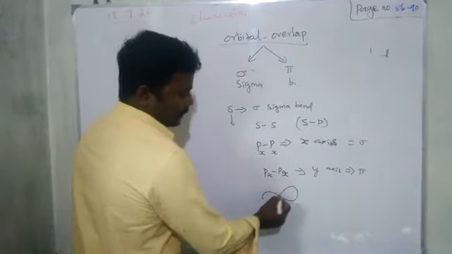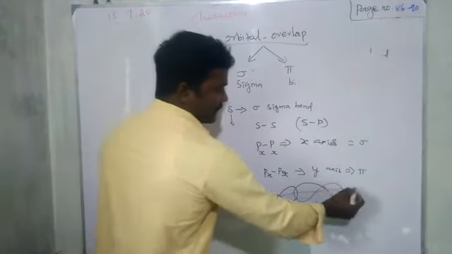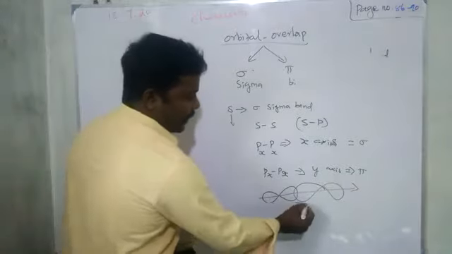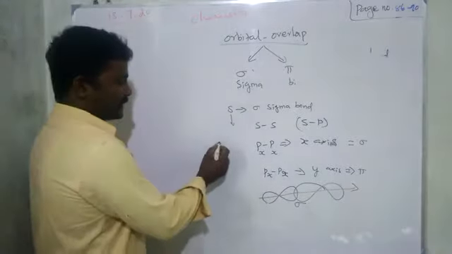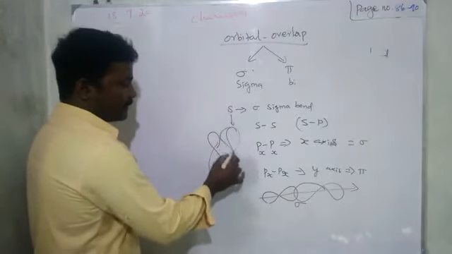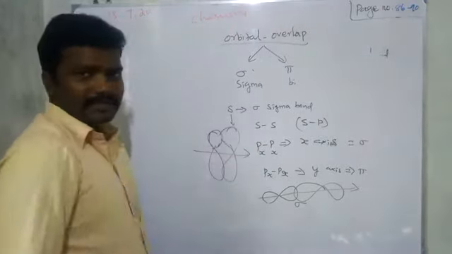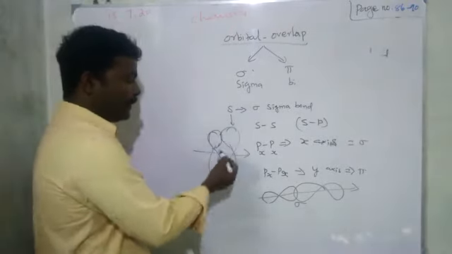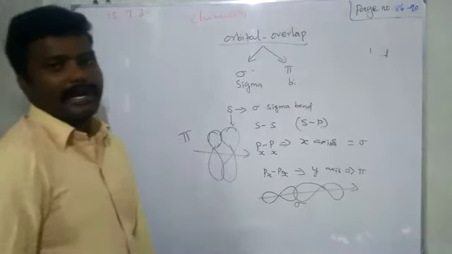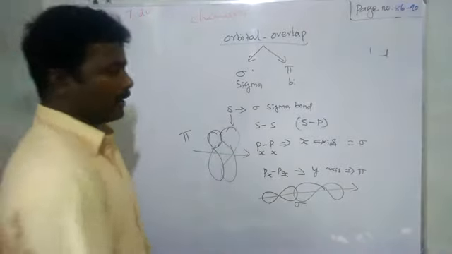For example, likewise, in the same axis overlap takes place, it will produce sigma bond, right? Otherwise, in a different axis, for example, the axis goes like this, but the overlap takes place perpendicular to the axis, so that kind of overlap produces pi bond, right? Then sigma bond is also called head-on overlap.